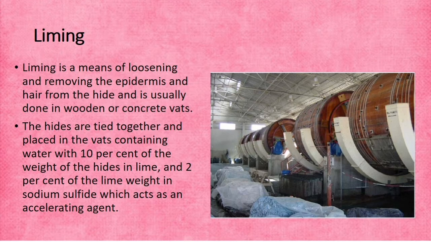Liming. Liming is a means of loosening and removing the epidermis and hair from the hide and is usually done in wooden or concrete vats. The hides are tied together and placed in the vats containing water with 10% of the weight of the hides in lime, and 2% of the lime weight in sodium sulfide, which acts as an accelerating agent.